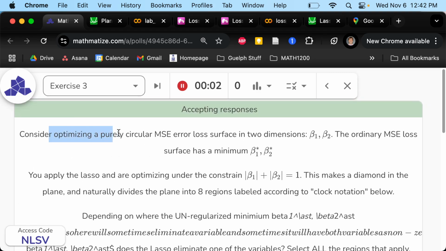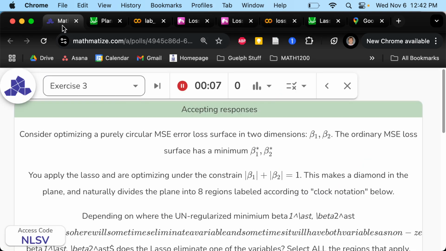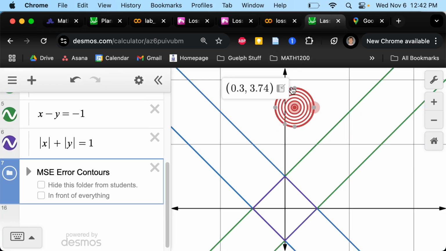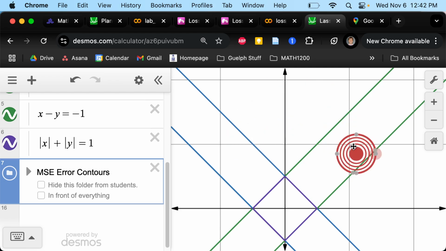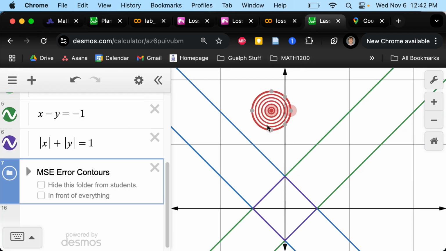So consider optimizing a purely circular mean squared error. That's this little bullseye, okay? In 2 dimensions, beta 1, beta 2. The ordinary mean squared error has a minimum at beta 1 star, beta 2 star. That's exactly the center of the bullseye. So I'm thinking of varying where the actual true minimum is. You apply the lasso and are optimizing under the constraint that beta 1 plus beta 2 in absolute value equals 1. That is the purple diamond. So you're asking where on the purple diamond is the minimum of this bowl of a loss function that has its true minimum here at the bullseye.